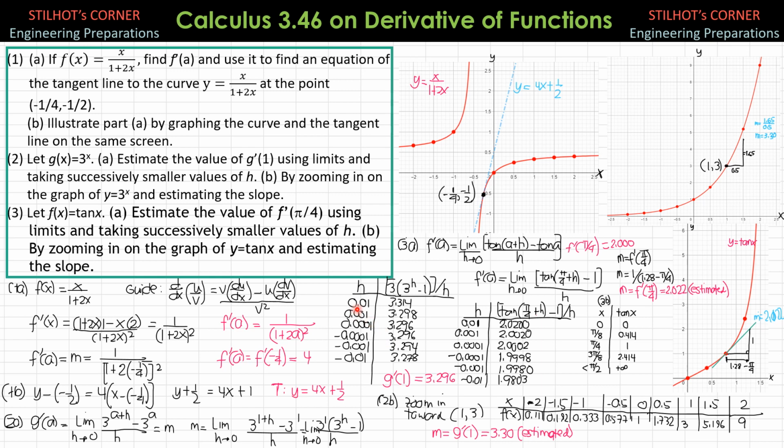When h is close to 0, 0.01, it's 3.314. 0.001, evaluate this, so 3.298. At 0.0001, it's 3.296. This is the closest. At negative 0.0001, it's 3.296 also. Negative 0.001, it's 3.294. At negative 0.01, 3.278. So that means g prime at 1 is, because this is very close to 0, 3.296 using limits.